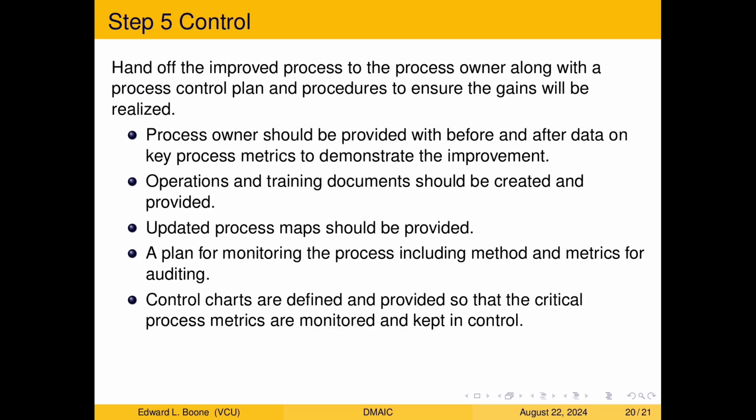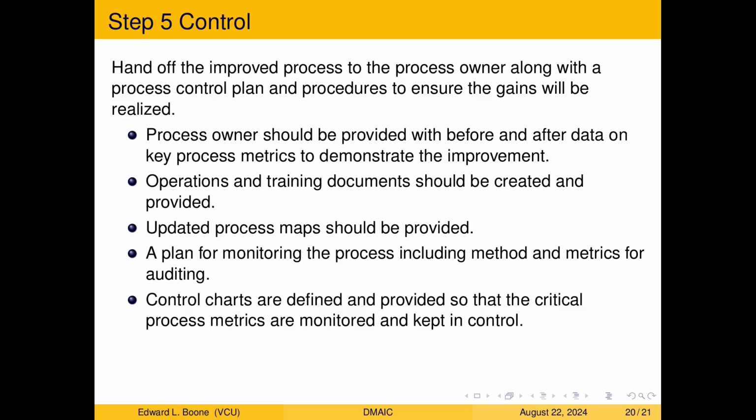The last step is control. This is where I've improved the process, and I'm going to hand it off to the process owner along with what's called a process control plan and procedures to ensure that all the changes you've made will give them the gains or improve the product quality like they would like. So you would want to provide the process owner with before and after data on key process metrics to determine the improvement.